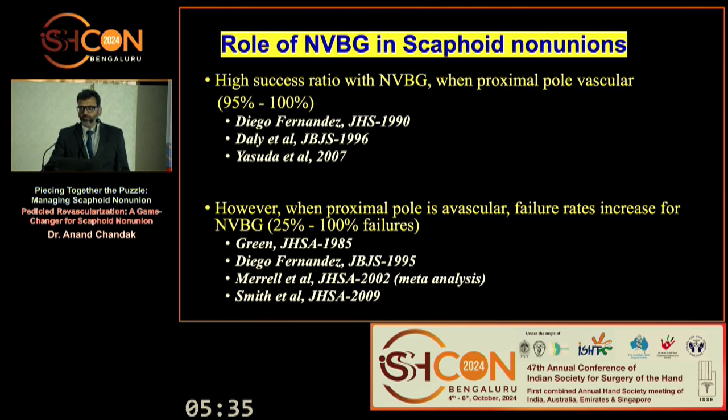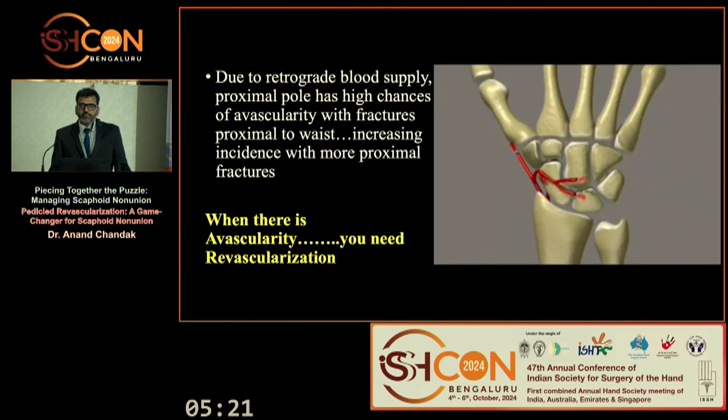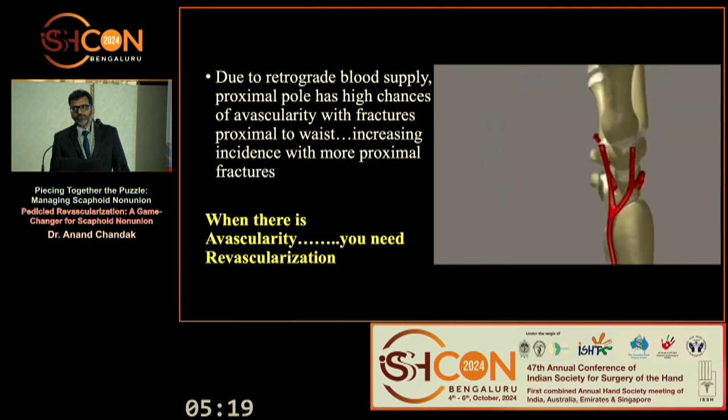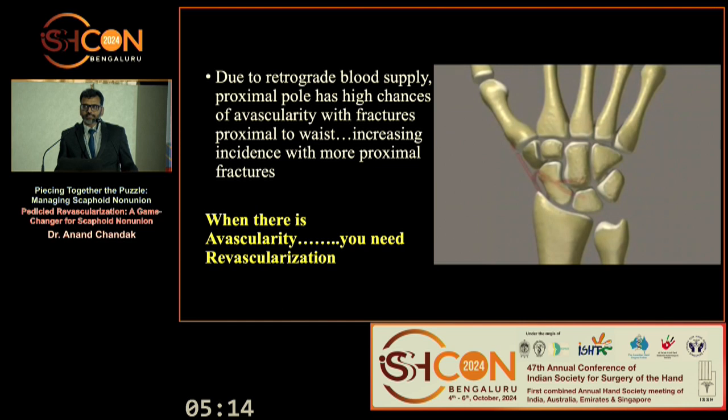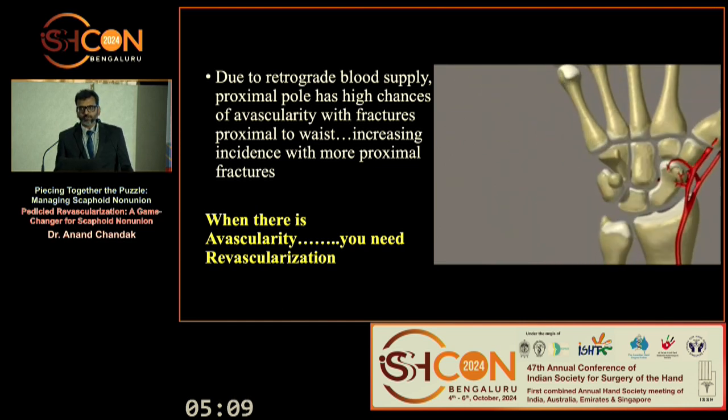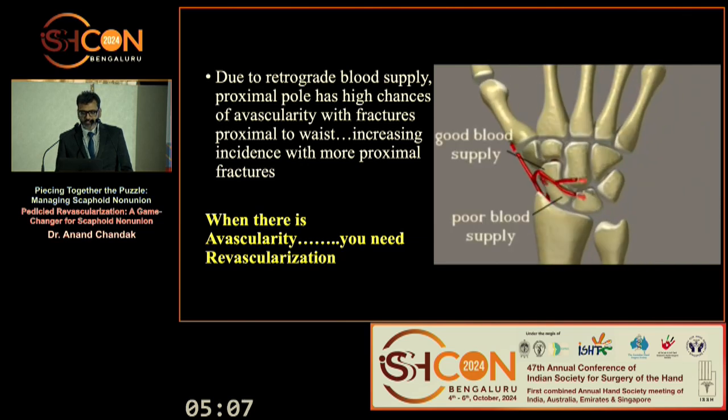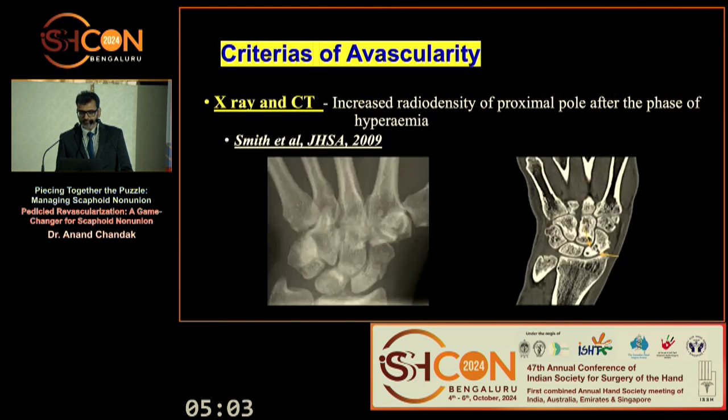Now, when the proximal pole is avascular, the union rates with the non-vascularized bone grafts across various studies have been shown to be as low as 25 to 0%. That is because of the vascularity of the scaphoid, which is in a retrograde fashion. So, if we are having a fracture at the level of the waist or proximal to the waist, the chances of avascularity for the proximal pole keep on increasing. And whenever there is avascularity, we think that we should need a revascularization.